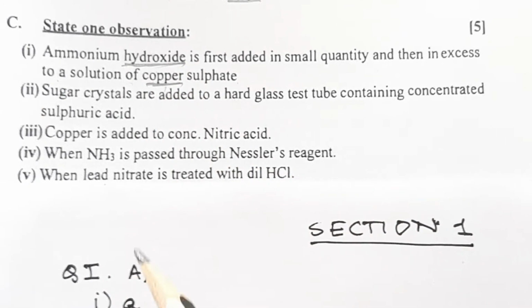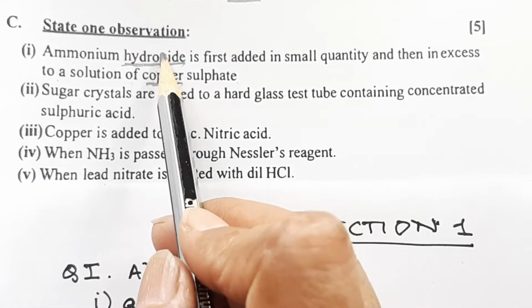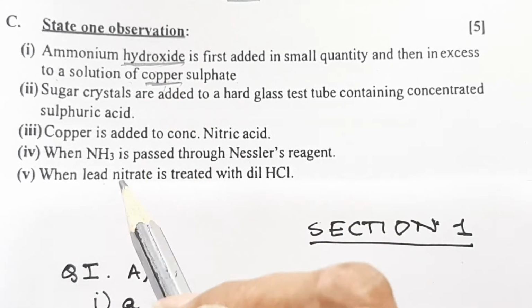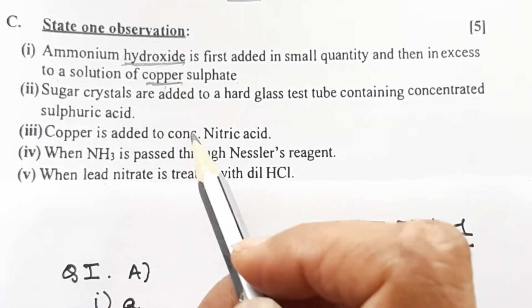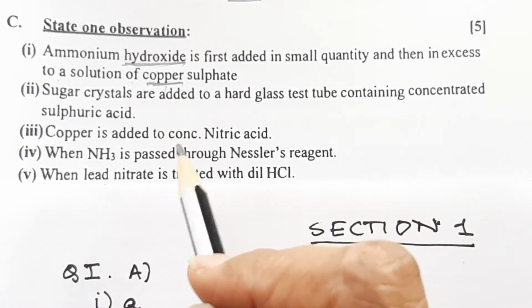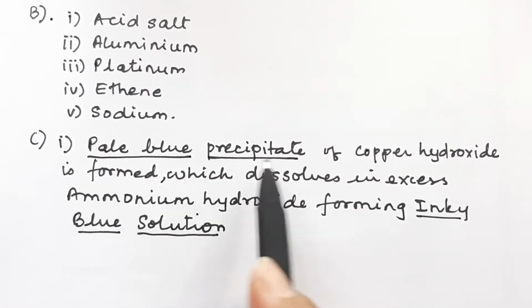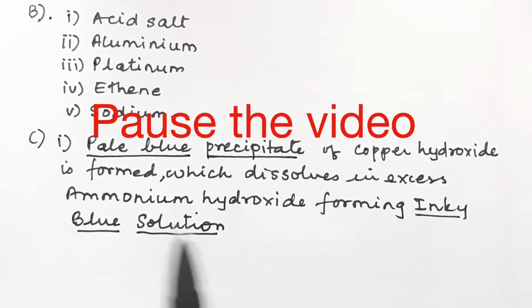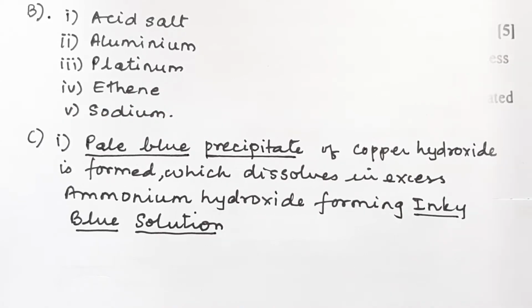It is insoluble. But if we allow excess of ammonium hydroxide to be added to that, this copper hydroxide dissolves, forming tetraammine copper(II) sulfate, and that is inky blue in color. That is inky blue solution. So we will write just that. See how we write the answer? We have to underline the keywords. So put this video on pause and write it down, underline the keywords. This is the way we have to present it.